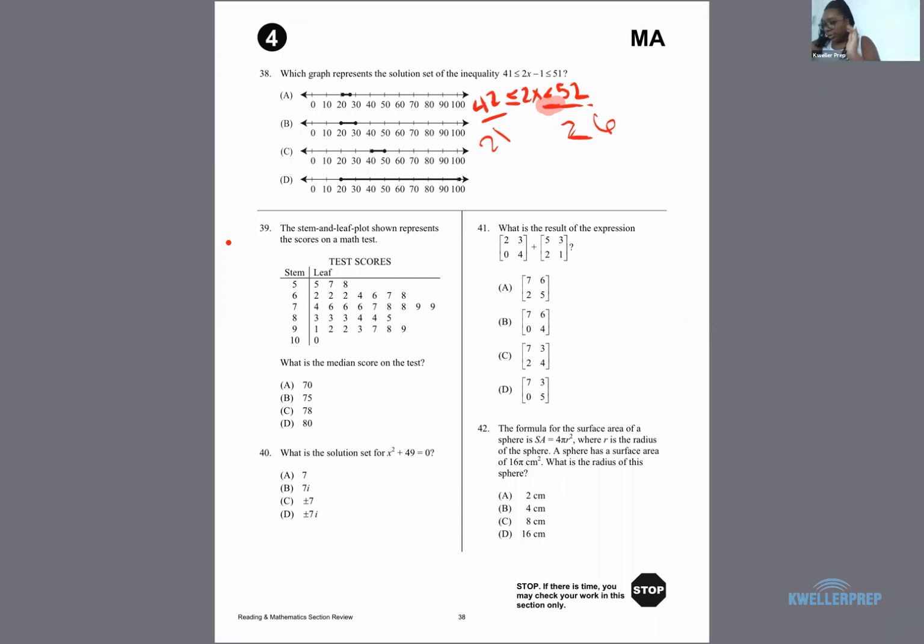Now, look at the graphs. So x has to be less than or equal to 26 and greater than or equal to 21. And when you look at the graph, A is the answer because the set is between 21 and 26. That is the answer. All clear?